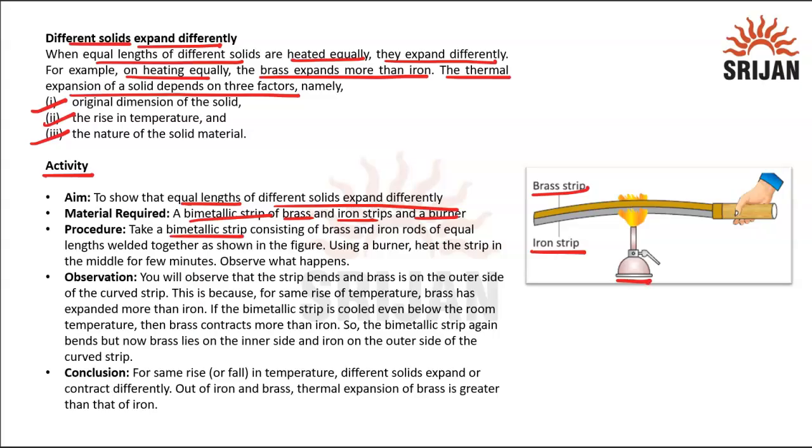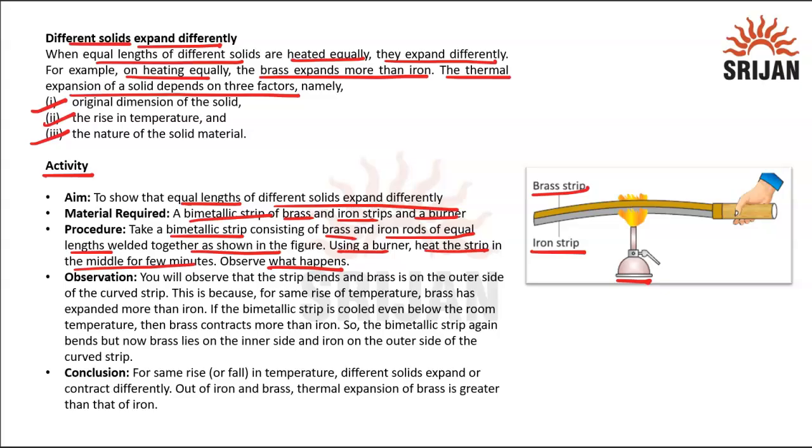The procedure is to take a bimetallic strip consisting of brass and iron rods of equal lengths, and weld them together as you can see in the figure. Using a burner, heat the strip in the middle for a few minutes and observe what happens. You are not supposed to heat one end. You have to heat it in the middle.